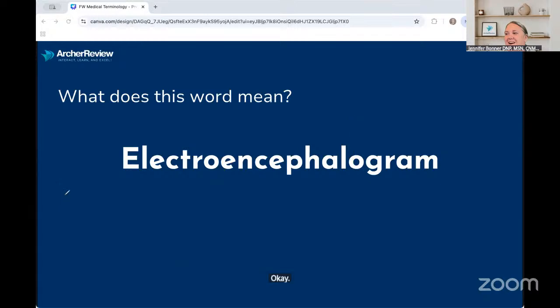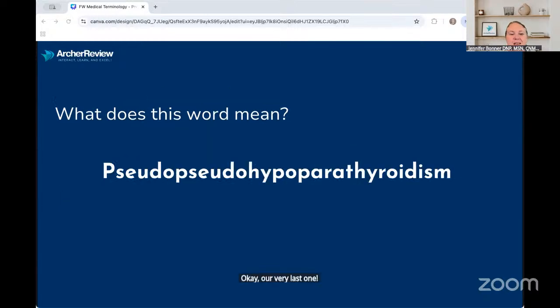Okay, our very last one. Pseudohypoparathyroidism. No, this is not a typo. Pseudohypoparathyroidism. Okay, so I would break this down here. Pseudo, hypo, parathyroidism. This one's tricky. Someone says fake hypoparathyroidism. Okay.